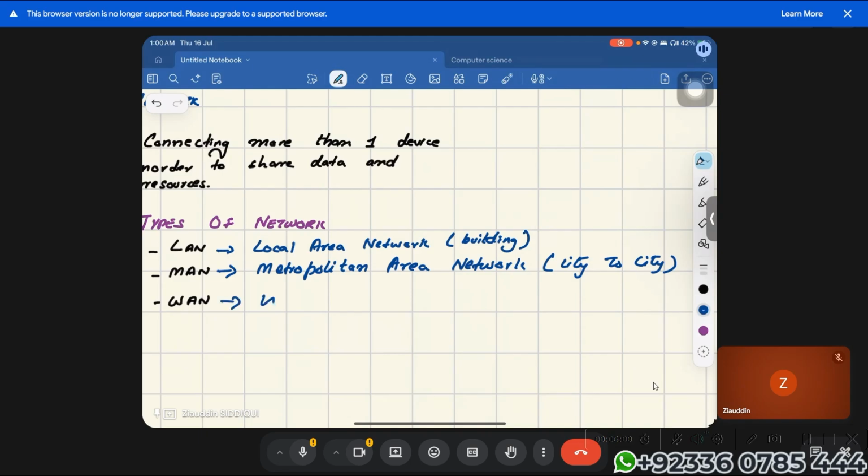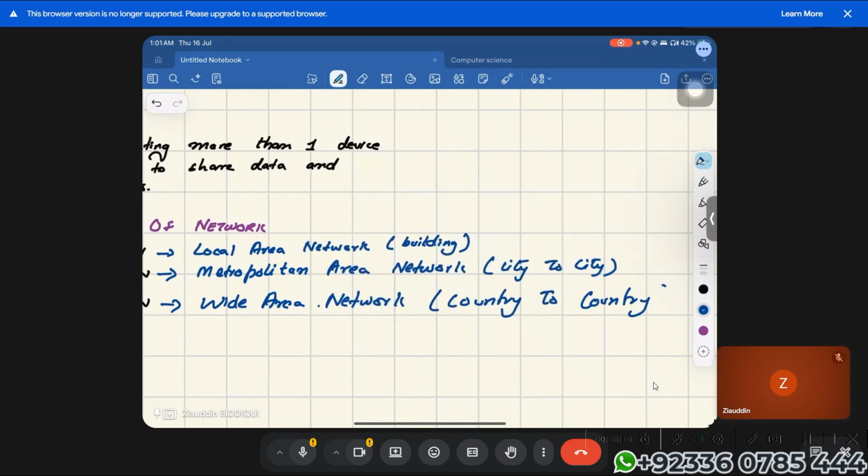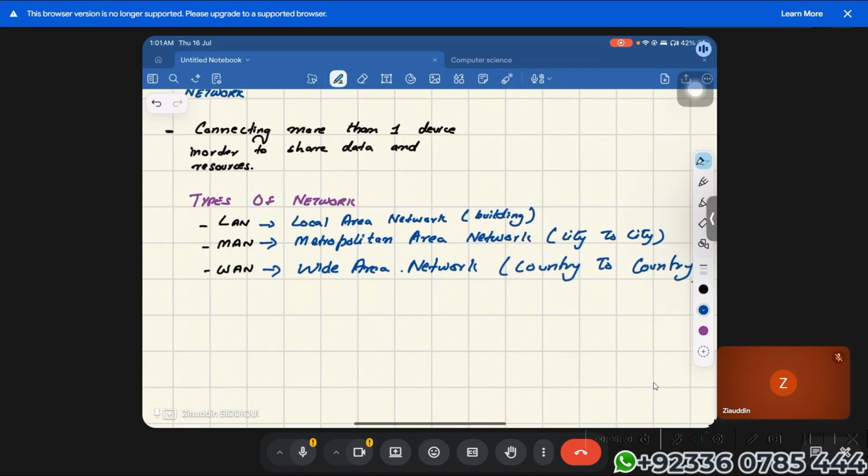Then the third one is WAN, that is wide area network. That is from country to country. For example, the internet is an example of a WAN. A WAN covers a much larger geographical area, as I've told you, a country or continent. Multinational companies may connect a number of smaller networks together. For example, they have LANs in a city and MANs from city to city, and if they connect that to another country, then they are going to use a WAN in order to connect it. So that is how we can talk about different types of network.